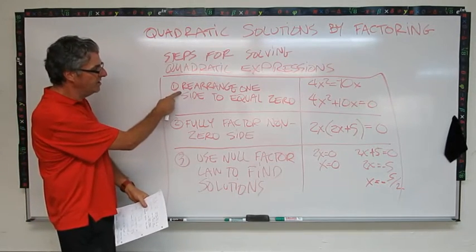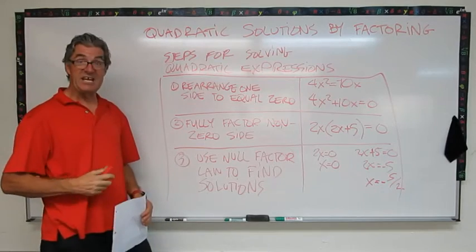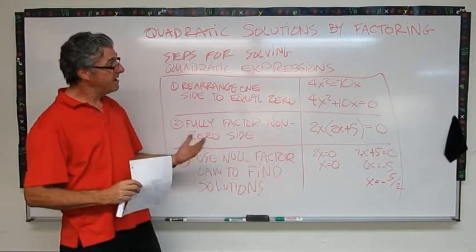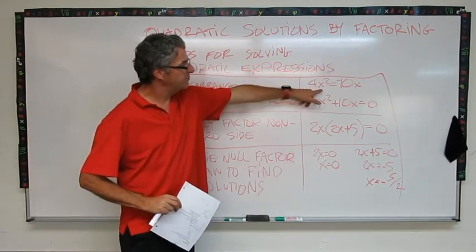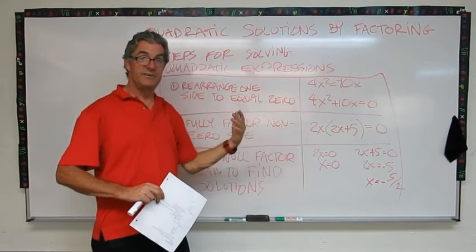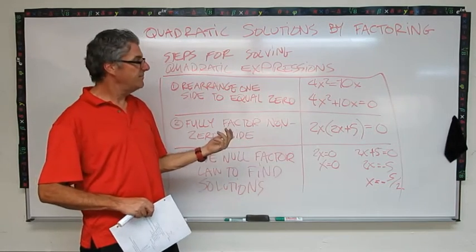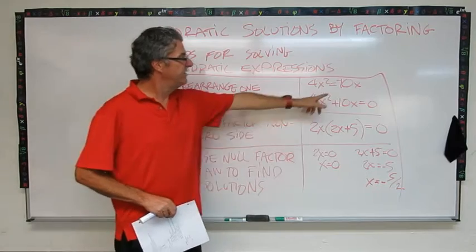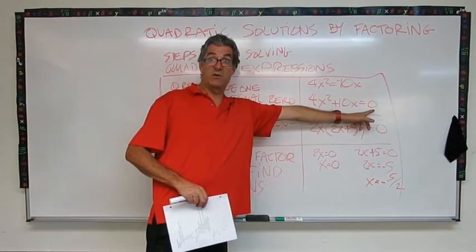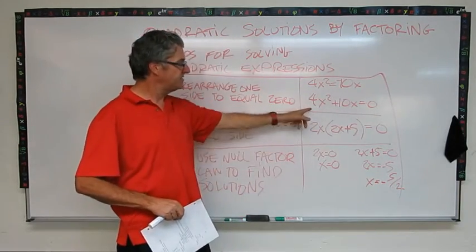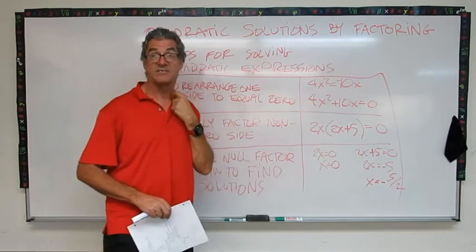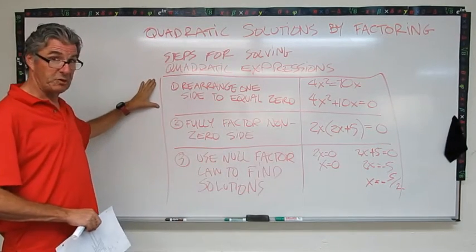Step 1, rearrange one side so that it equals 0. So in my example, what I have is 4x squared equals negative 10x. Nothing equals 0 yet. So I'm just going to add 10x to both sides. That cancels this one out. That gives us 0 on the right-hand side. And the left-hand side now is 4x squared plus 10x. So that's step 1. Okay?